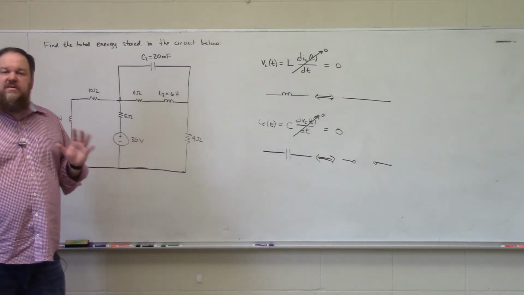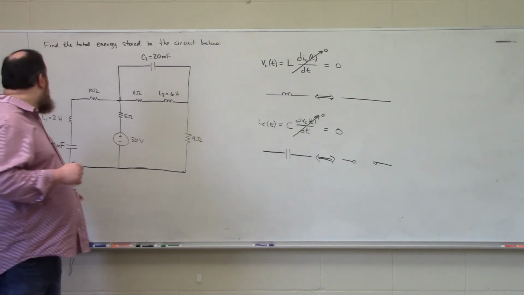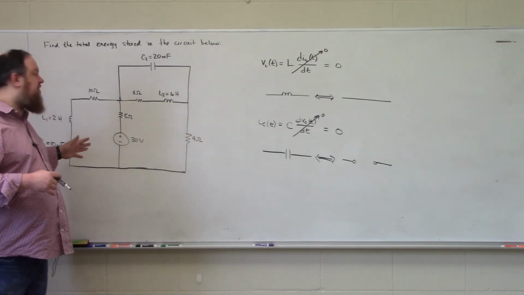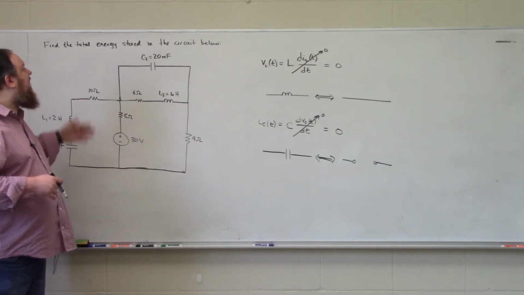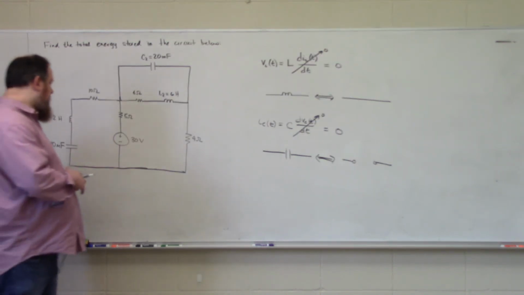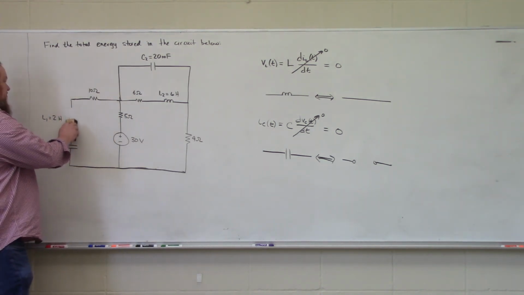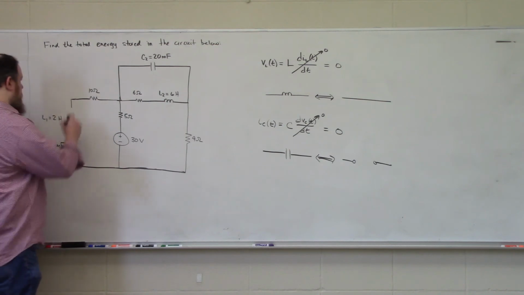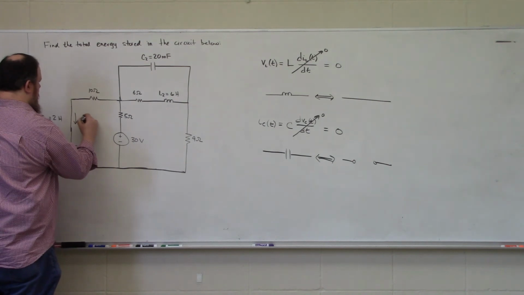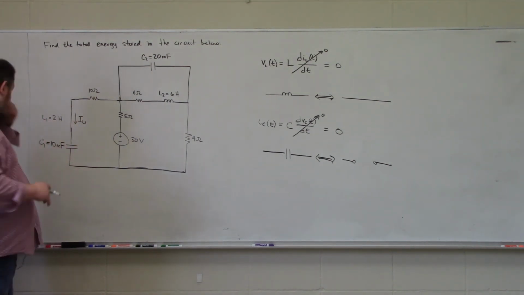Now, I want to be very, very clear here. I am not removing my capacitor from the circuit or shorting out my inductor. I'm simply saying that the inductor will behave like a short circuit at DC steady state, and a capacitor will behave like an open circuit at DC steady state. So, this 2 Henry inductor is going to behave like a short circuit, and this quantity will be the current through that 2 Henry inductor.